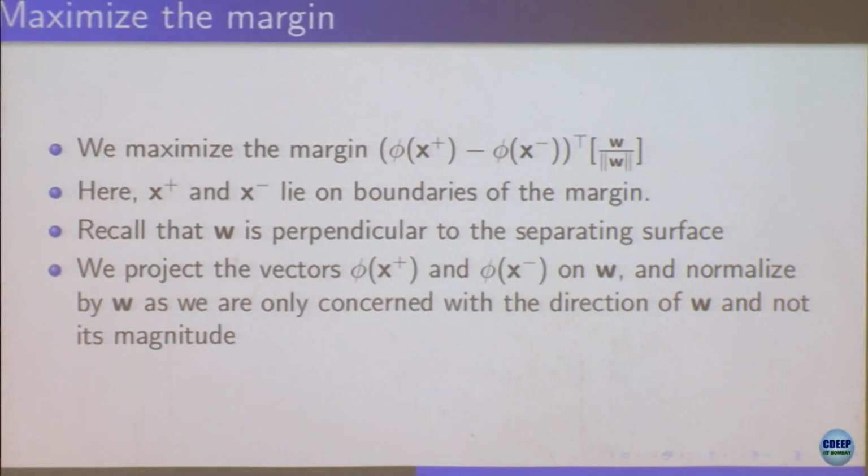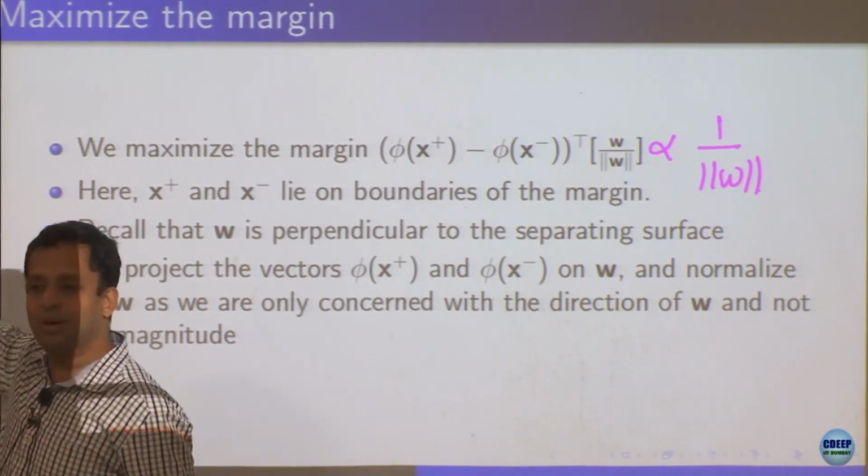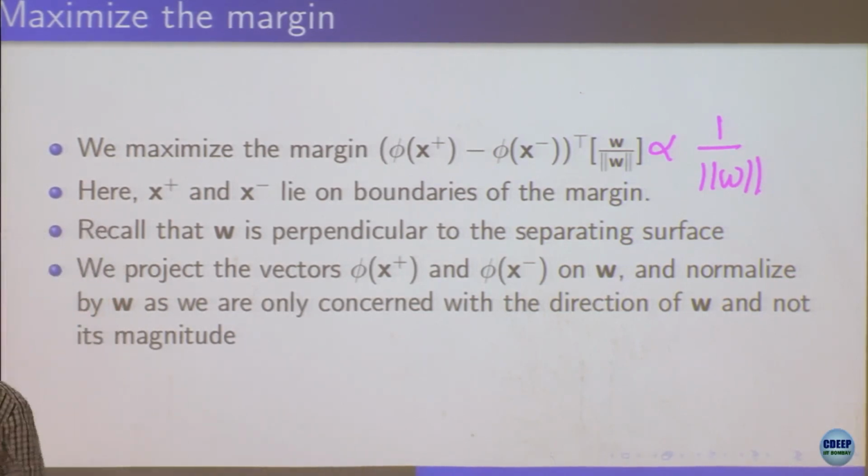So again, first is maximize the margin. We want to maximize this margin. I have already explained this. What we have found is proportional to 1 upon norm w. X plus and x minus lie on boundaries of the margin. So I am just recapping the three parts. W is perpendicular to separating surface. We project phi x plus and phi x minus on w, normalized by w, since we are only concerned with the direction of w, and that is what gave us this part, maximize 1 upon norm w. Okay.